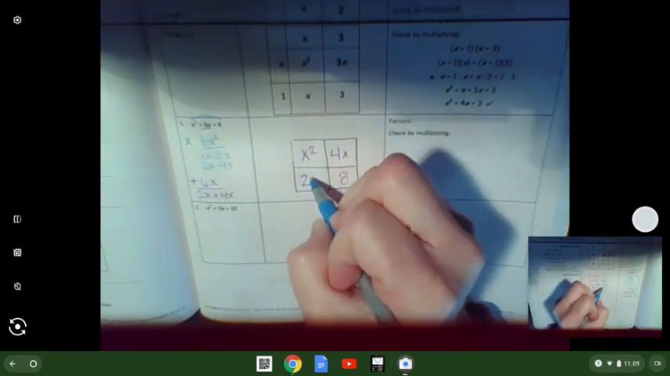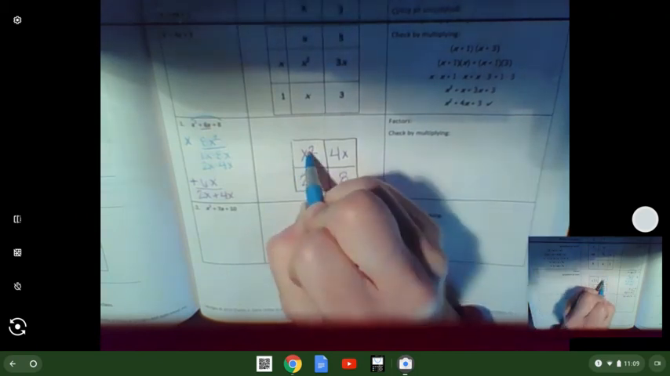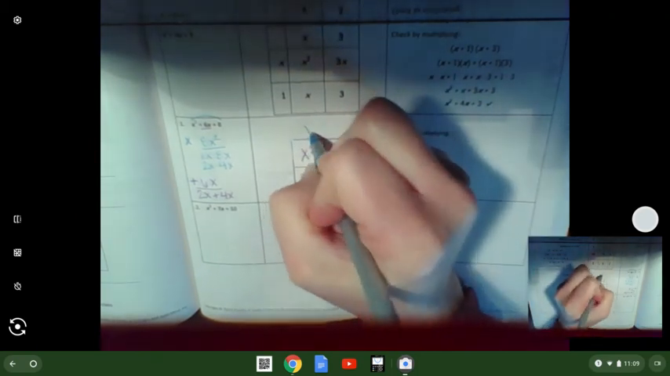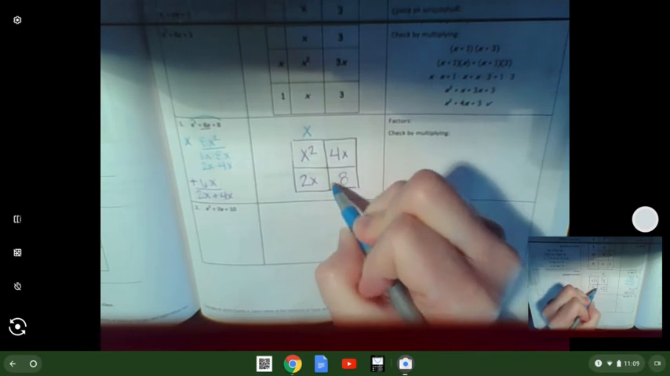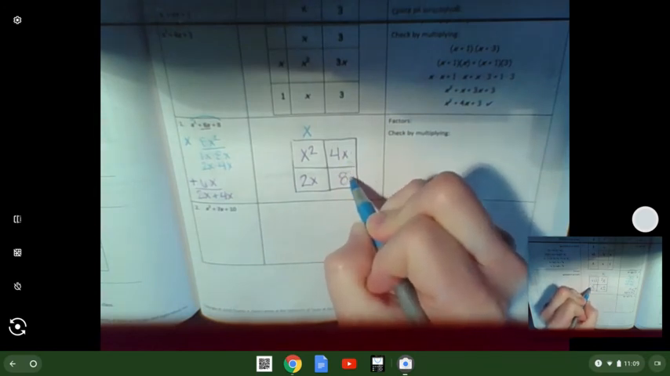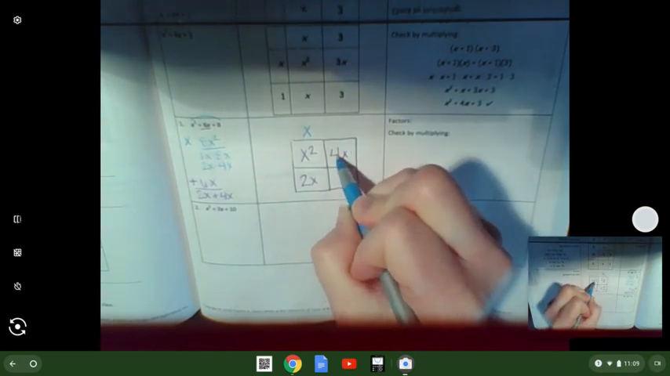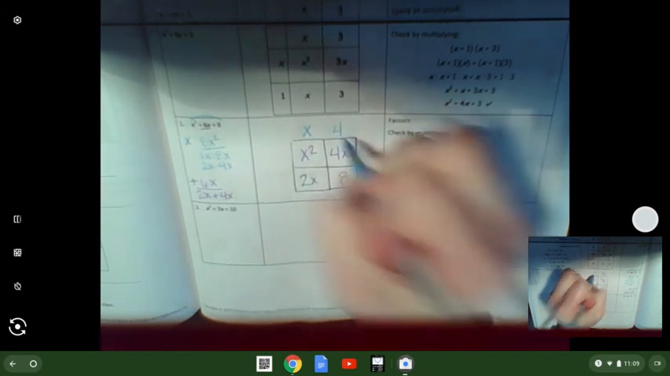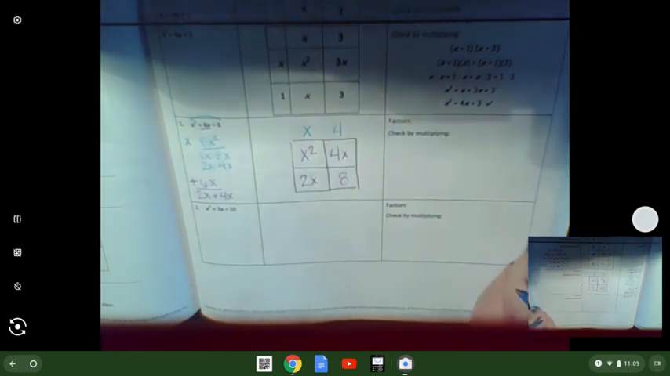So looking at this column right here, they don't have a number in common because x squared doesn't have one, but x squared and x have an x in common. Looking at this column, they don't have an x in common because 8 doesn't have one, but 8 and 4 are both divisible by 4, so I'm going to put a 4 up there.